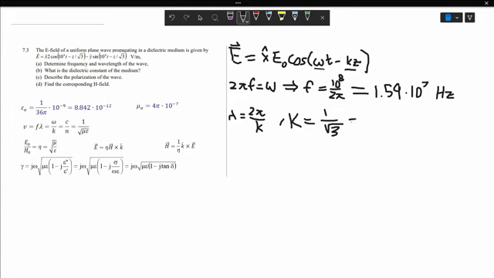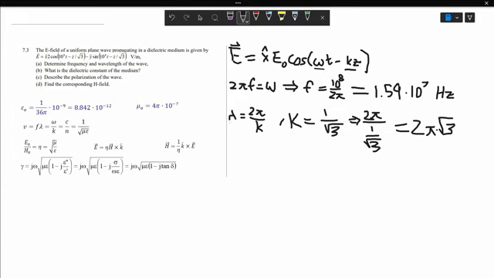So now plugging that into the equation, we end up getting 2 pi over 1 over the square root of 3. I'm just going to rewrite that 3 real quick. Which ends up being 2 pi the square root of 3. These are multiplied together. And this is the value for lambda, which is our wavelength. So with that, we complete part A of the problem.